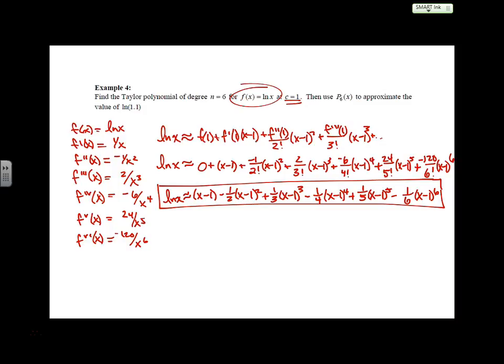Does that make sense? Yeah. Wait, then use it to approximate the value of ln of 1.1. Oh, wait, hang on. Plug it in, plug it in. You said what?